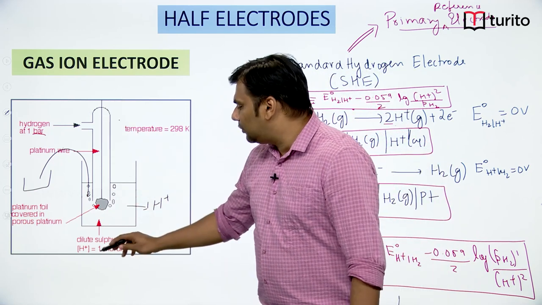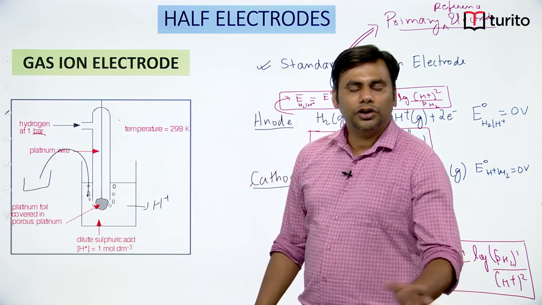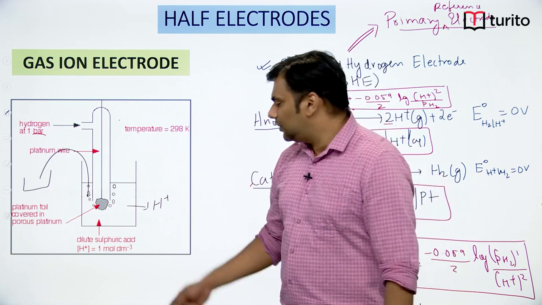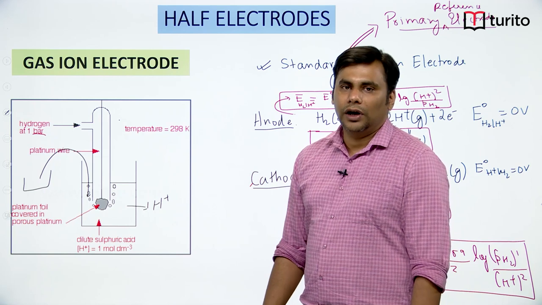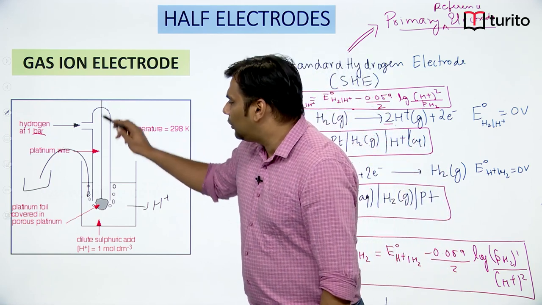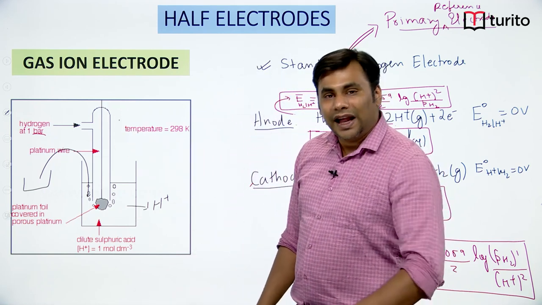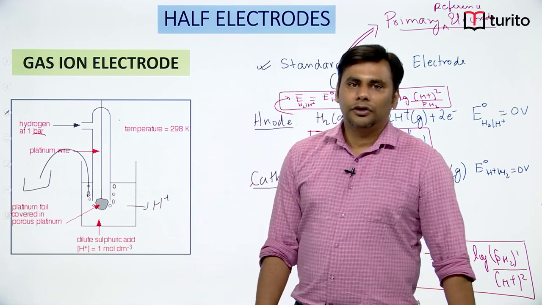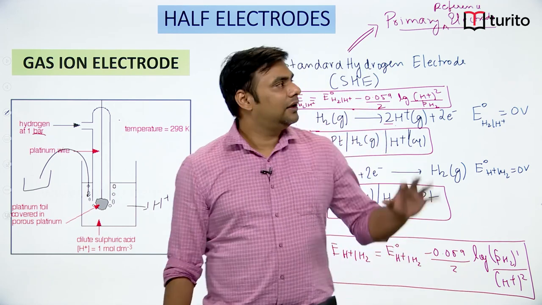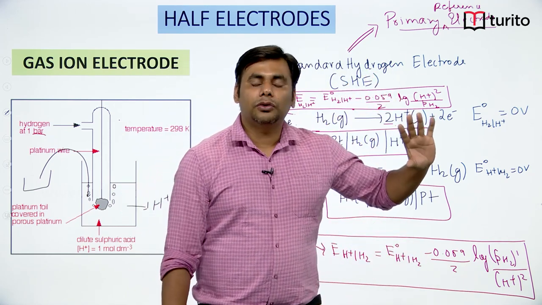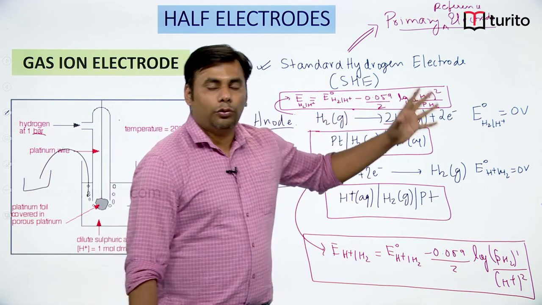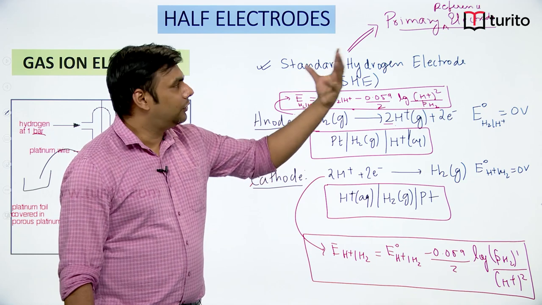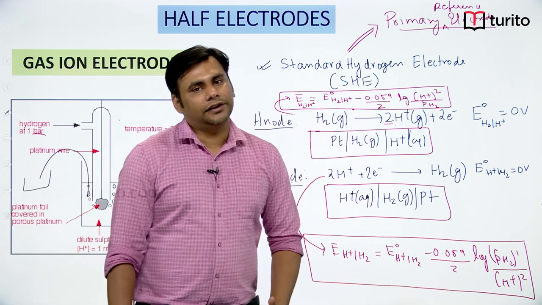Also, the H plus ion concentration would keep on changing, because H plus is either produced or consumed in the solution. So the H plus concentration always changes, and it has to be maintained at 1 molar. Similarly, when we talk about the platinum, the electrode can get poisoned when it is in long contact with platinum. That is why this cell is not further used to determine the electrode potential of unknown electrodes, and that is why the concept of the secondary reference cell came.